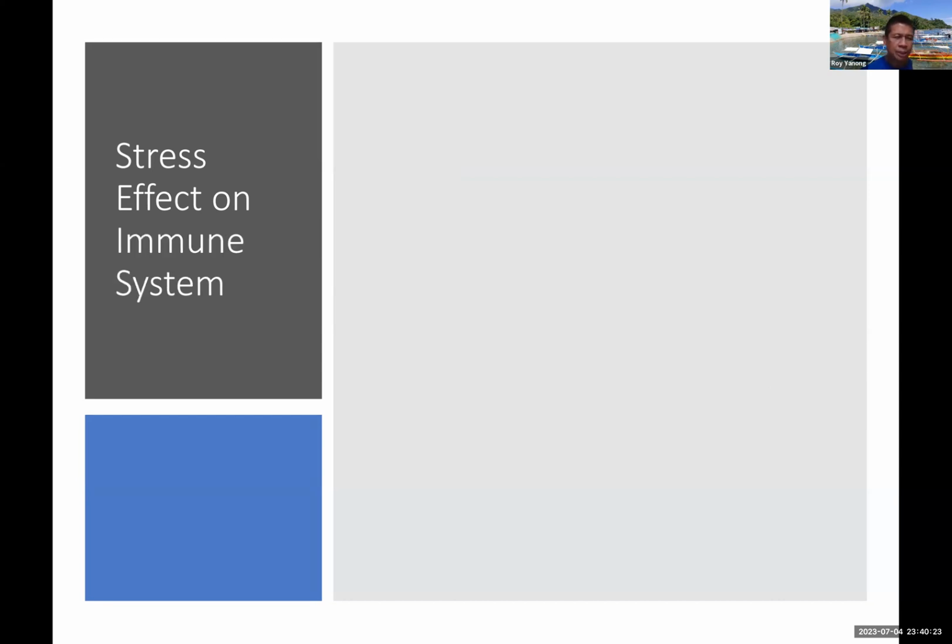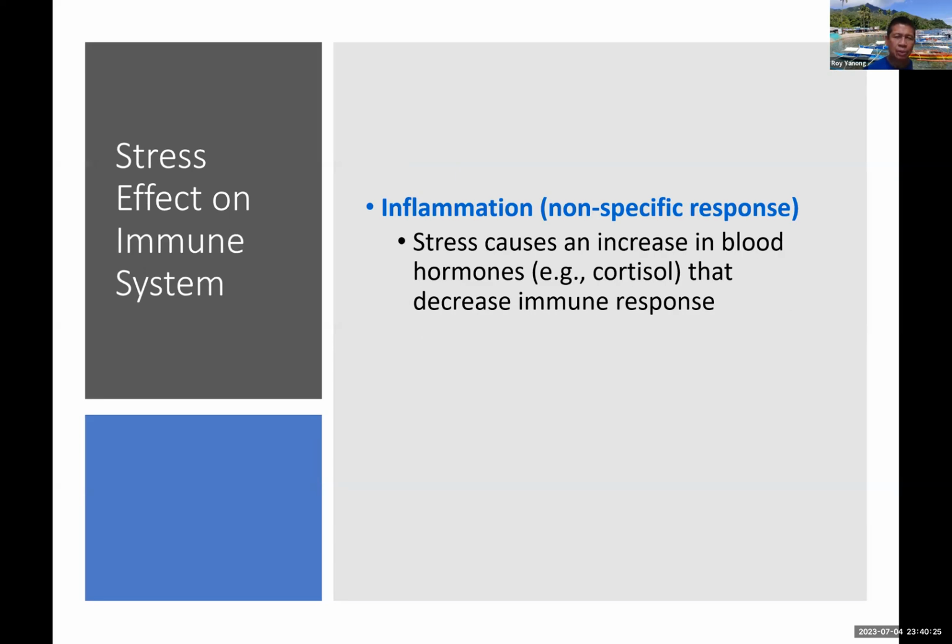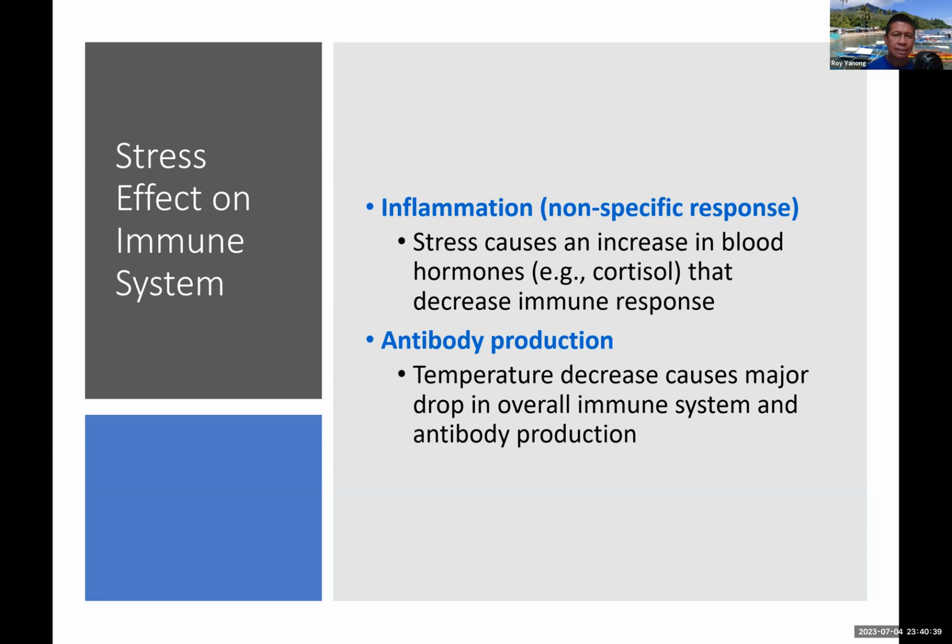Stress also, as we mentioned, will affect the immune system. So we have a response in fish called inflammation, really a non-specific response. Stress can cause an increase in blood hormones like cortisol that will decrease the general immune response. Likewise, we can have things like temperature decreases that can cause a depression of the immune system and production of antibodies in fish.